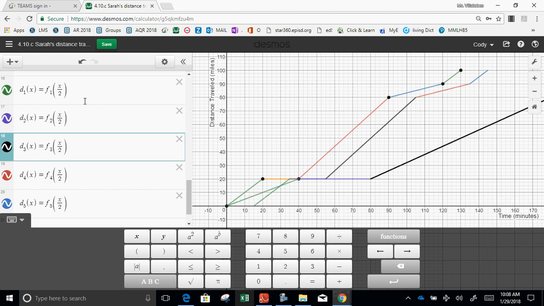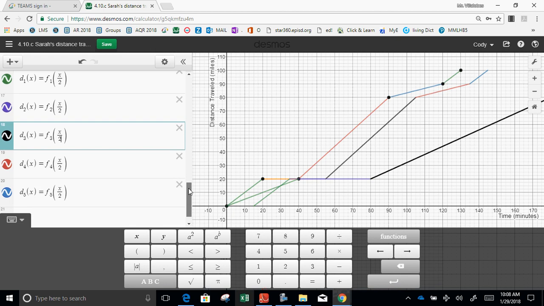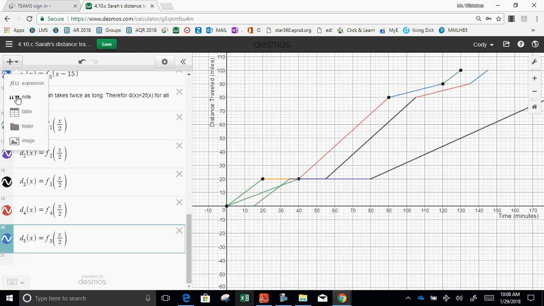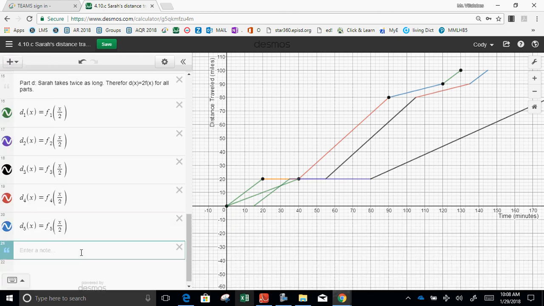Now part E is make her go the same time, but make her go half as far. So what would that be? So write a note, add a note down there. Notes. Okay. Sarah goes half as far, but takes the same time. So that would be E of X equals half of F of X, right? She goes half as far, but takes the same time.